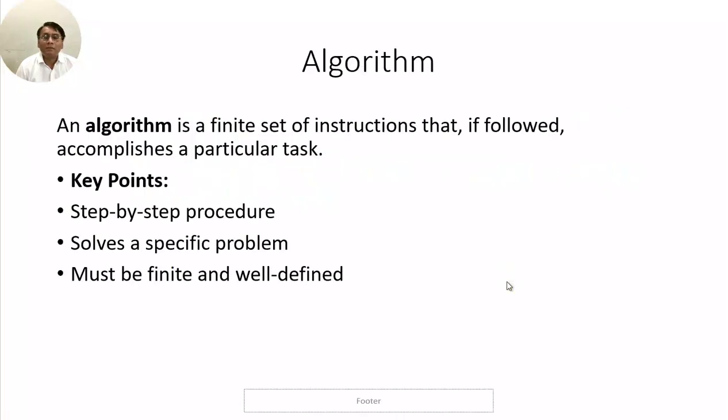So, what is an algorithm? An algorithm is a finite set of instructions that, if followed, accomplishes a particular task. What are the key points of it? It is nothing but a step-by-step procedure to solve a specific problem, and it must be finite and well defined.